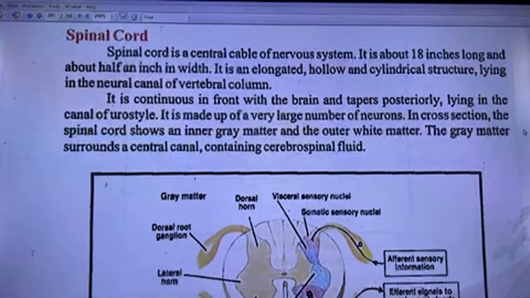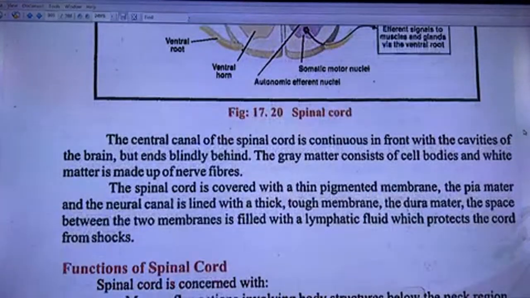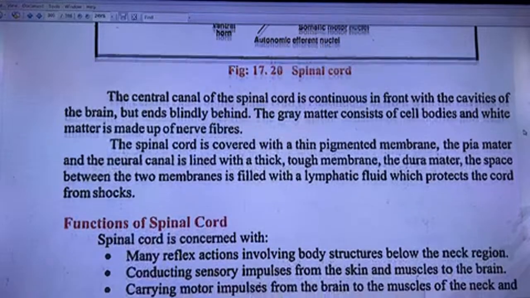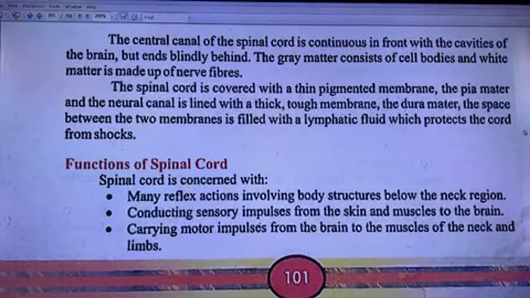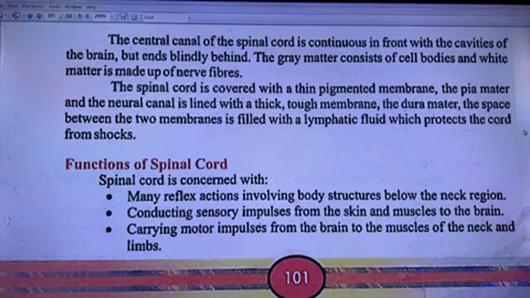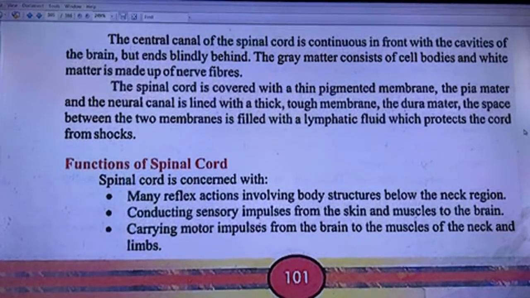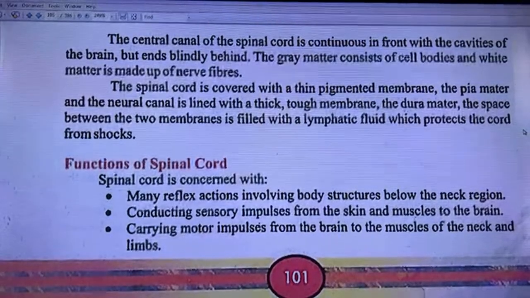In cross section, the spinal cord shows an inner gray matter and outer white matter. The gray matter surrounds a central canal containing cerebrospinal fluid. The central canal of the spinal cord is continuous in front with the cavities of the brain but ends bluntly behind. The gray matter consists of cell bodies and the white matter is made of nerve fibers.